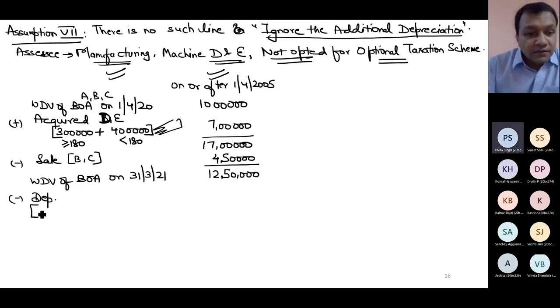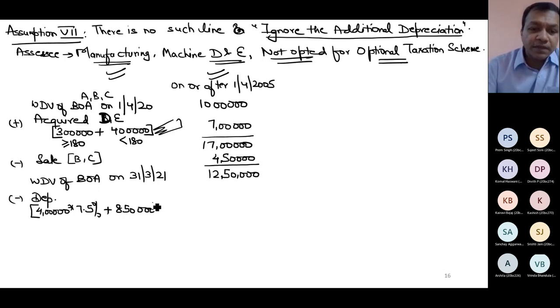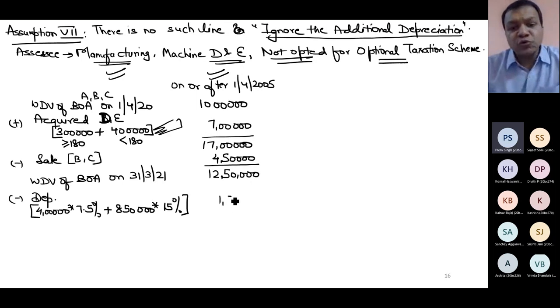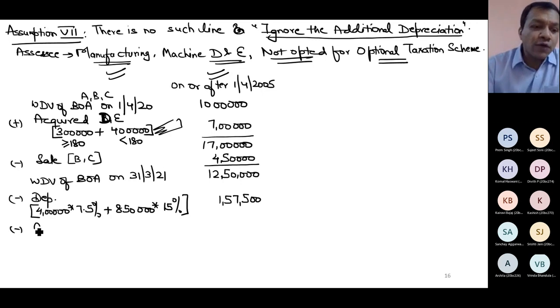Sir, 1,57,500. On 4 lakh, I will compute half rate, and on the remaining WDV, 12.50 minus 4 lakh, 8.50 lakh, I will compute full rate. So how much is this value? Sir, 1,57,500. Yes, and I told you that additional depreciation is altogether different. So now, how much is additional depreciation? Can you tell me?